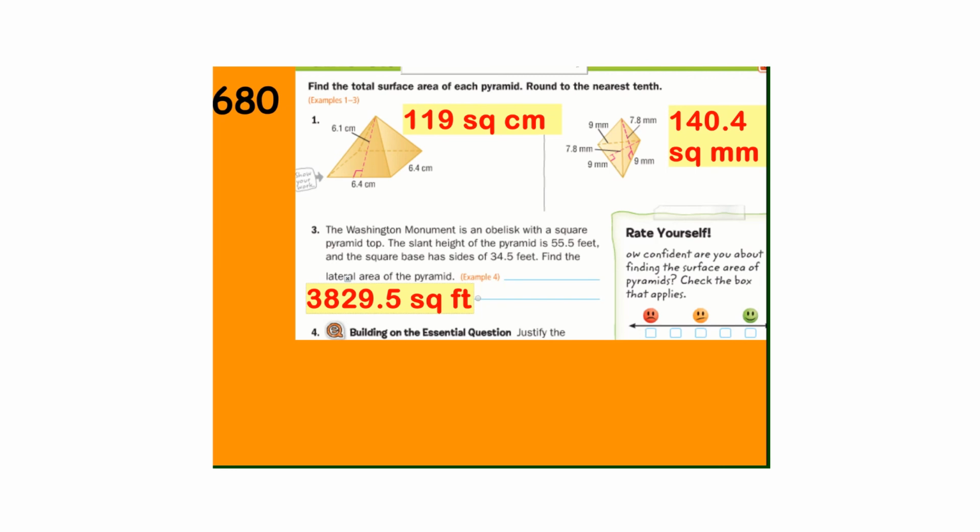Now, on that one, it's kind of tricky. You don't have to have the area of the base because it tells you that it's the Washington Monument, and they're just looking for the 4 triangular sides on the top, because the base of that triangle is actually part of the monument. It's hidden, it's not shown on the outside. So you just need the 4 triangles. So that one was a little trickier.